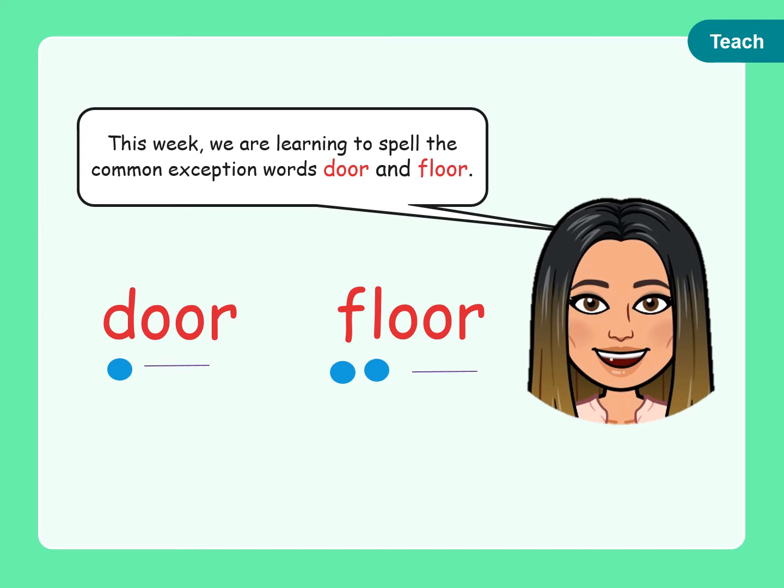Now, common exception words are also known as tricky words. They are tricky words because they don't follow the phonetic spelling rules that we learn in Year 1 and in Year 2. So first we're going to read the words together. So we're going to identify each phoneme. We'll start with the first one. D, or, door. And the second word, f, or, floor. Okay, so now we know our words. We've got door and floor.